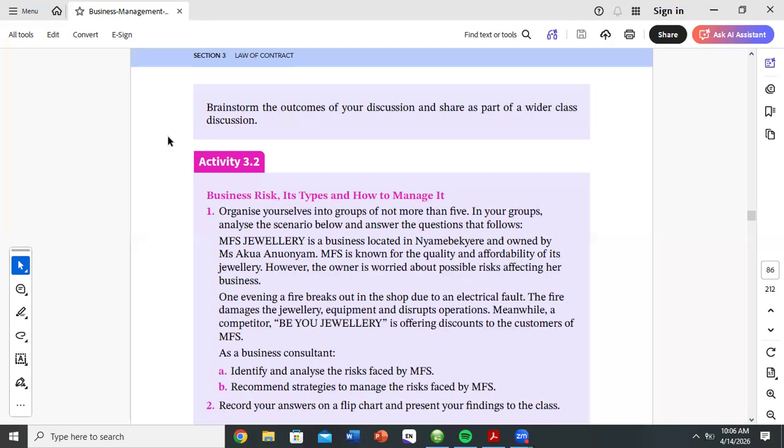Good. So we have looked at this case study, and I wanted us to start discussing some of the risks you see in this case. We are being asked to identify and analyze the risks faced by MFS. So I was saying that based on the risks that we've looked at, are you seeing a market risk? Are you seeing a political risk? Are you seeing a compliance risk? What type of risk are you seeing here?